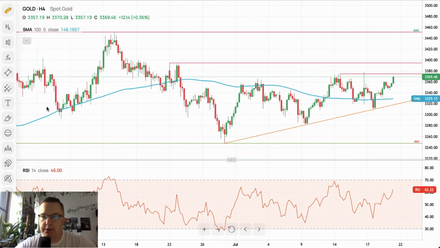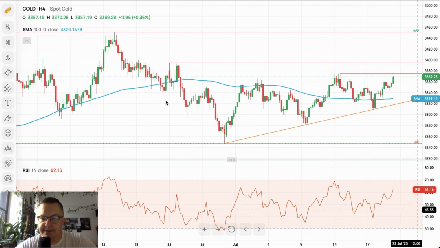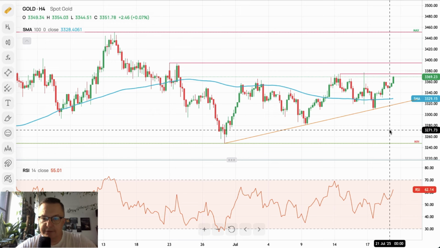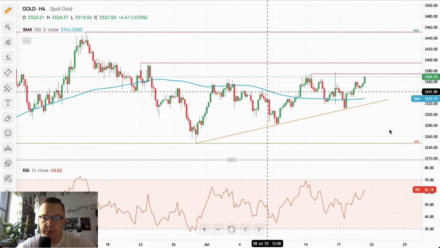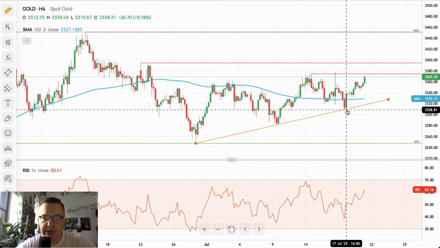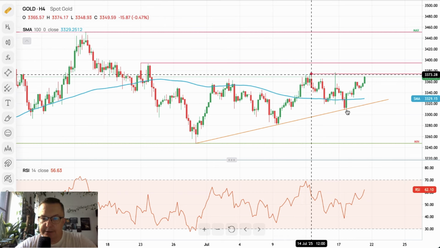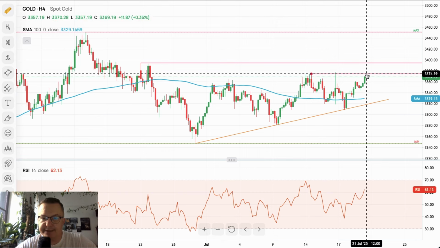Gold. The gold, as you can see, is gaining the momentum, 62 points right now on the 4-hour time frame chart on the RSI. Beautiful supporting trend line here, and now we are narrowing this 3,375 level for another test or even a breakout.